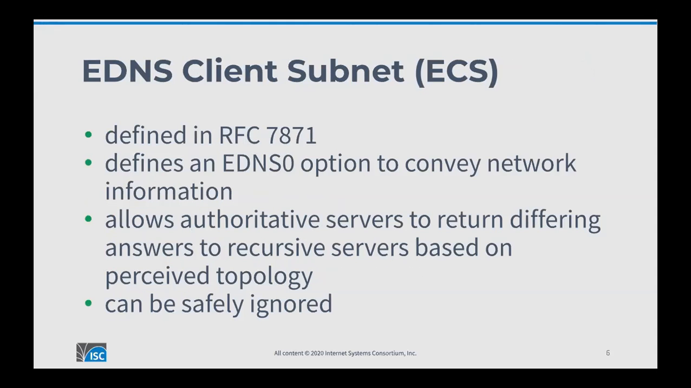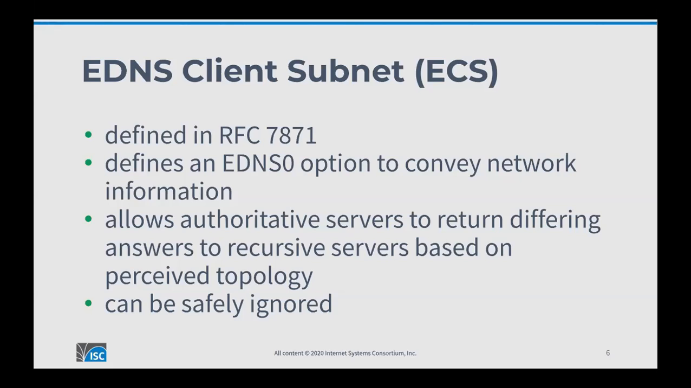So on to ECS. EDNS Client Subnet was defined in RFC 7871. Note that there's been a very long process with defining ECS. There have been lots of attempts at drafts, and meanwhile, there have been lots of sometimes production deployments. So there's a bit of a hodgepodge with ECS out on the internet, so just be aware of that. But 7871 defines a new EDNS0 option, essentially to convey network information.